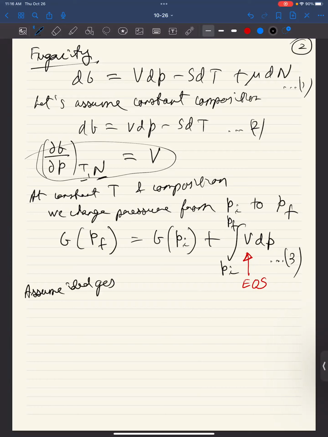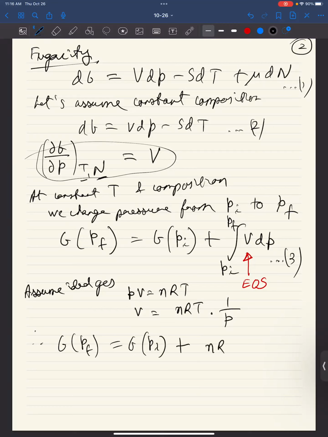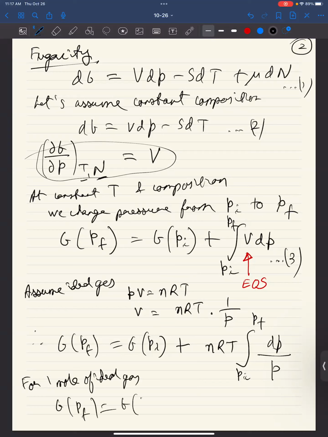If we assume ideal gas, then we know PV is equal to nRT, or V is equal to nRT multiplied by 1 over pressure. And nRT is going to be constant because this process is happening under constant temperature. Therefore, G of PF is equal to G of PI plus nRT, and the temperature can go outside, integral from PI to PF of dP by P. And this is an easy integral. This is just the log of pressure. Furthermore, let's assume 1 mole of ideal gas, so n can be set to 1. So this will give us G of PF is equal to G of PI plus RT ln PF by PI.